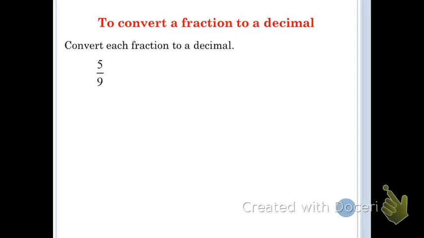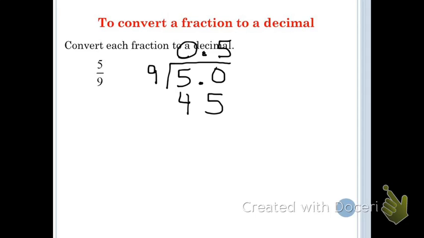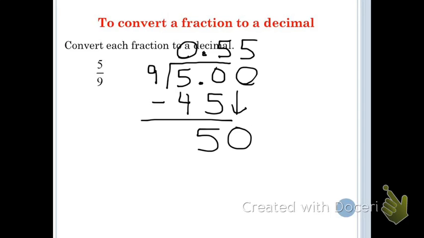Convert each fraction to a decimal, 5 divided by 9. 9 won't go into 5. Adding a decimal and a 0. 9 goes into 50 5 times. 9 times 5 is 45. 50 minus 45 is 5. Notice if we bring down another 0, 9 goes into 50 5 times again. And our decimal is already starting to repeat. So we only need to put one 5 in our answer. The 5 repeats, so we'll put a bar over it.